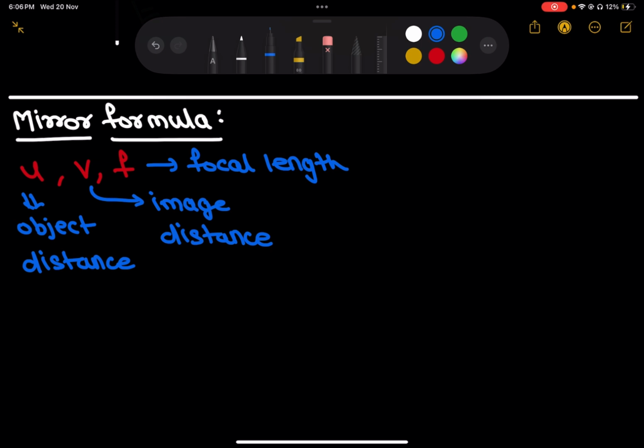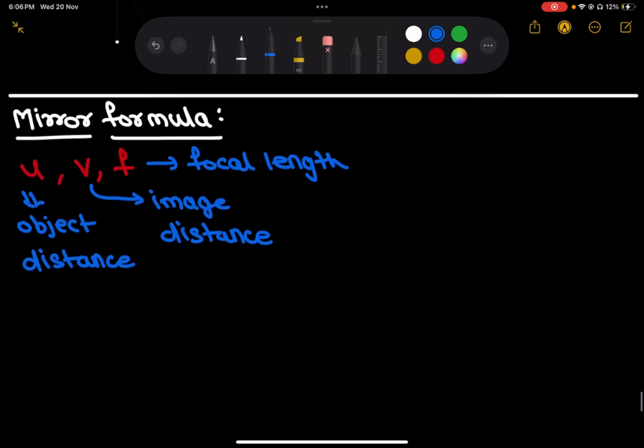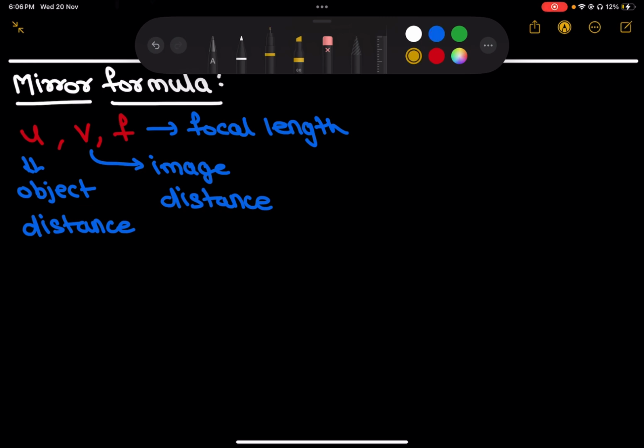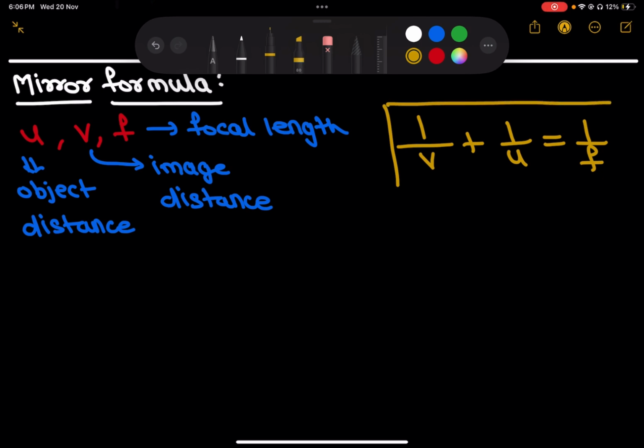Now this mirror formula is a relationship between these three quantities. And the mirror formula is, drum roll, 1 by v plus 1 by u is equal to 1 by f. So this is the mirror formula, learn it by heart. The proof for the mirror formula is not there in 10th standard, it will be there in your higher classes. For now just understand and remember the formula: 1 by v plus 1 by u is equal to 1 by f.